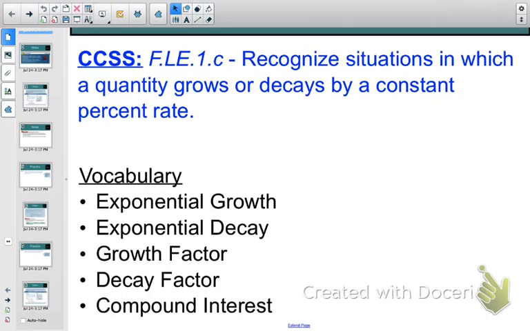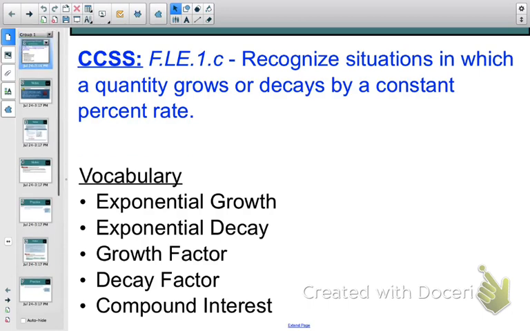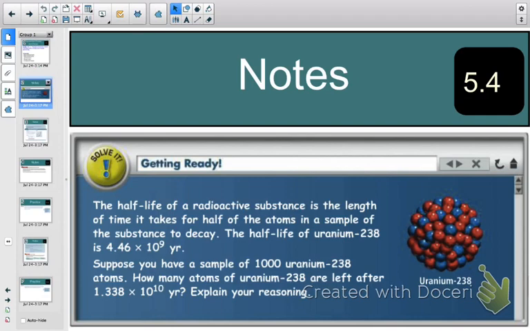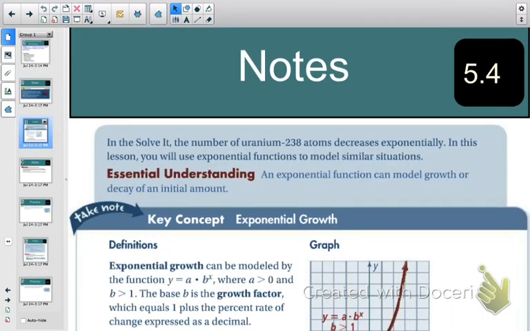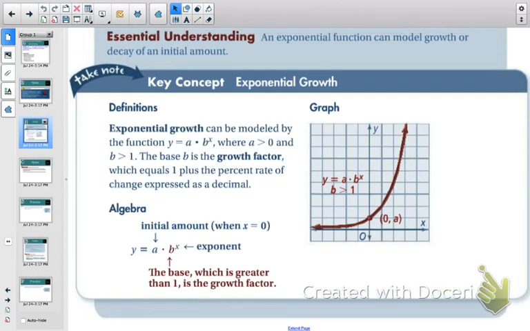Some vocab: exponential growth, decay, growth factor, decay factor, and compound interest, which all of you will use at some point in your lives. We're going to jump over this one for the sake of time. Okay, so this is what an exponential function looks like. We've gone over this already. If it's going up like this, increasing quickly like that, that's going to be exponential growth, okay, because it's growing. Exponential growth can be modeled by the function y equals a times b to the x.